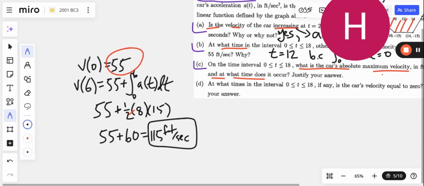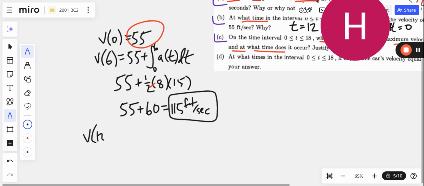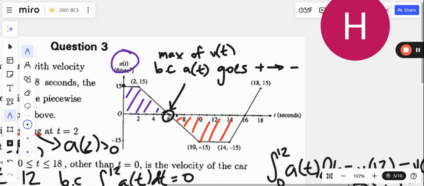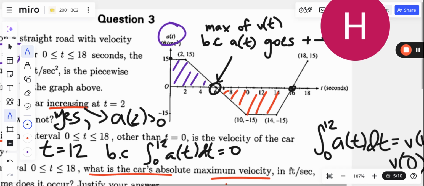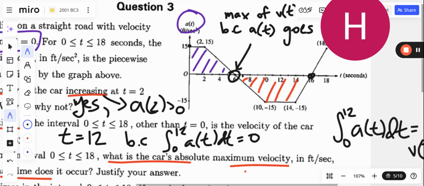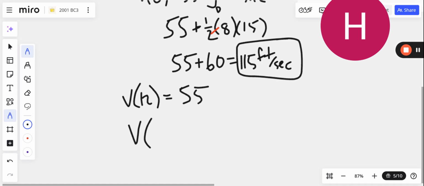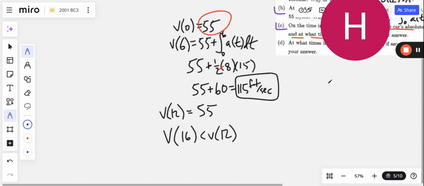This is definitely not the highest. We know that at V12, it's going to be basically back at 55. And then it's going to continue to subtract all the way until 16. We're going to subtract another, it looks like an equivalent trapezoid. It's not quite equivalent, it has a slightly different base. But we can say that V16 is less than V12 because the integral from 12 to 16 is negative.